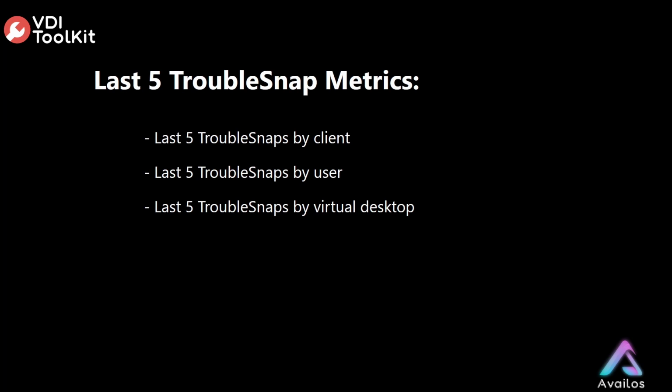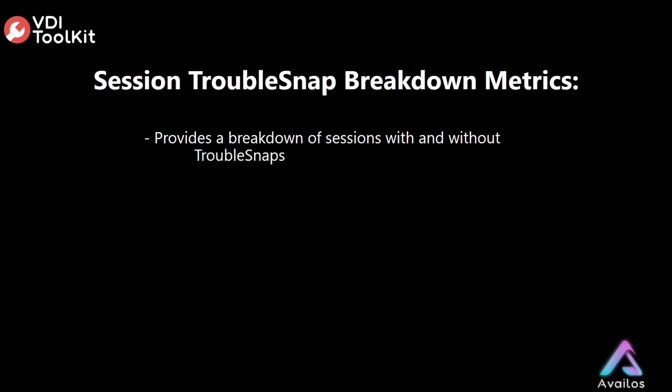The last 5 TroubleSnap metrics provide information on the last 5 TroubleSnaps taken by client, user, and virtual desktop. This can help in identifying recent issues. And lastly, the session TroubleSnap breakdown metrics provide a breakdown of sessions with and without TroubleSnaps, which can help identify how often users are having an issue.